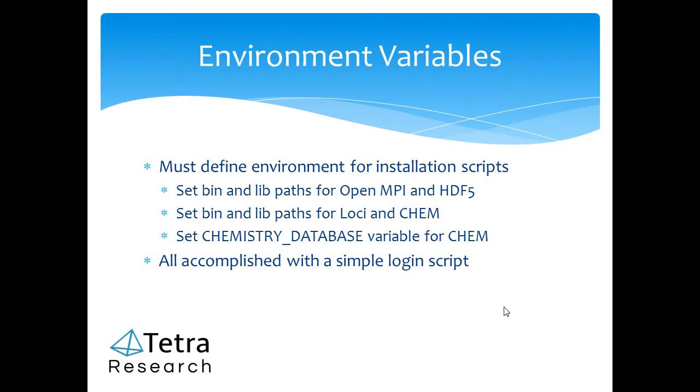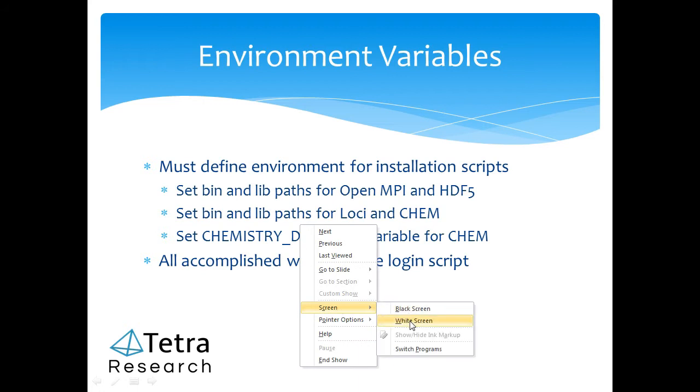So the environment variables that are set up for the installation scripts basically set the bin and lib paths for OpenMPI and HDF5, as well as for Loci and CHEM. There's an additional variable that needs to be set up for CHEM. That's the chemistry database variable, and that sets the species data location. And all of this is accomplished in a simple login script that each user will execute when they log in, and that will set up their environment automatically for running CHEM. So let's take a look at the installation process itself.